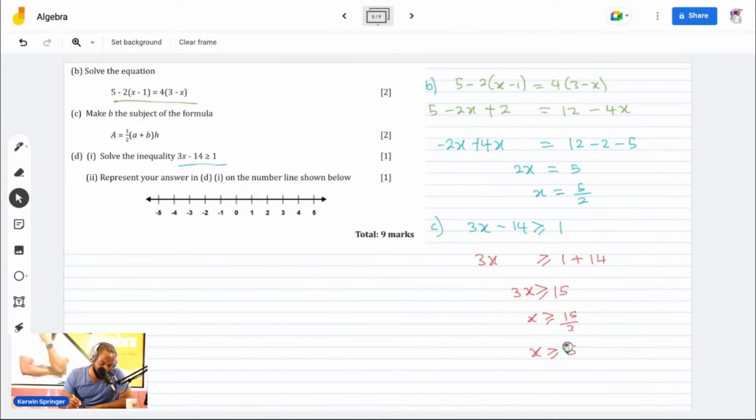So now represent your answer on the number line shown below. What kind of weird number line is this?